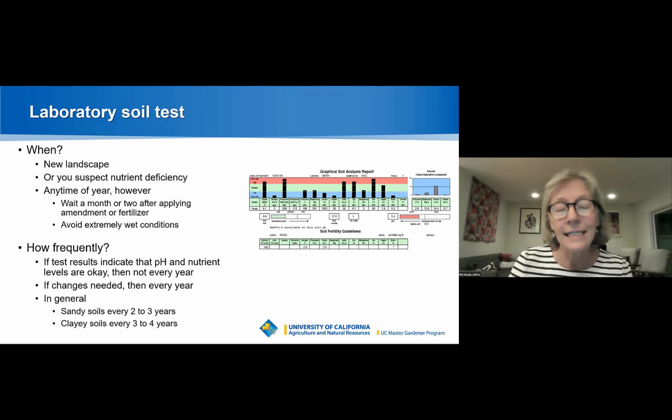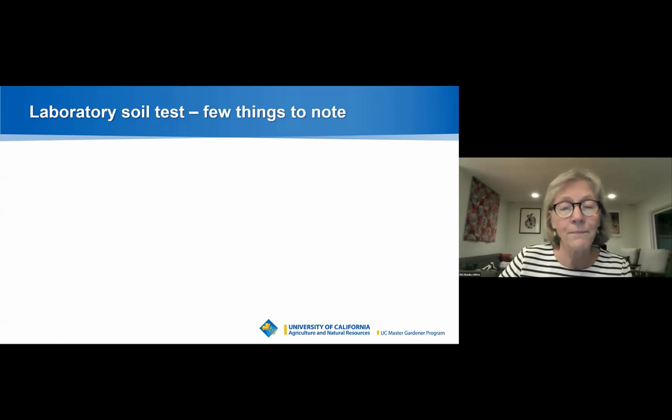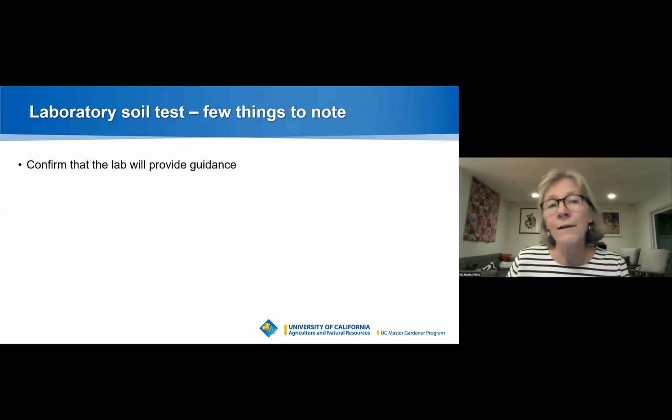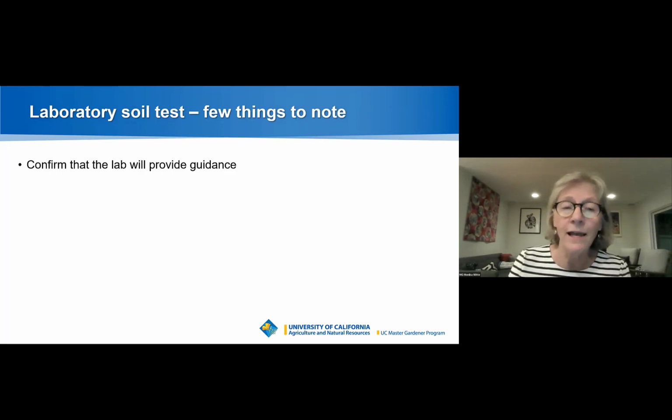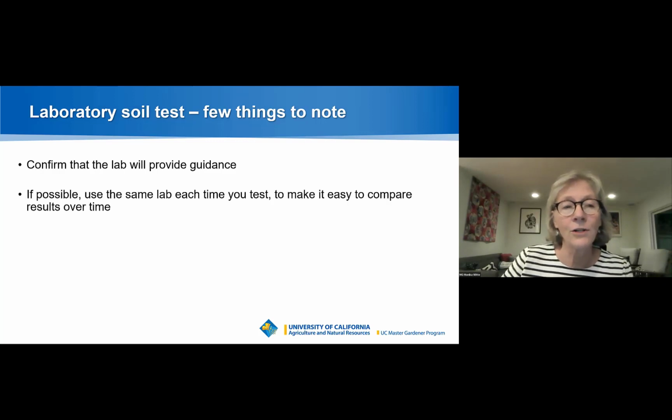And in general, in sandy soils, you want to test it every 2 to 3 years, and clay soils every 3 to 4 years. And there are a couple of things to note. One of them is that when you're selecting a lab to perform a soil test, confirm that the lab will give you some guidance. They won't just give you the data without giving you some suggestions about what to do with that data and how to improve the nutrients in your soil or the pH. And also use the same lab each time you test so that it's easy to compare results over time, because you may be doing this every few years and you're going to want to be able to go back and look at what was done before. And it's much easier if you have the results in the same format.